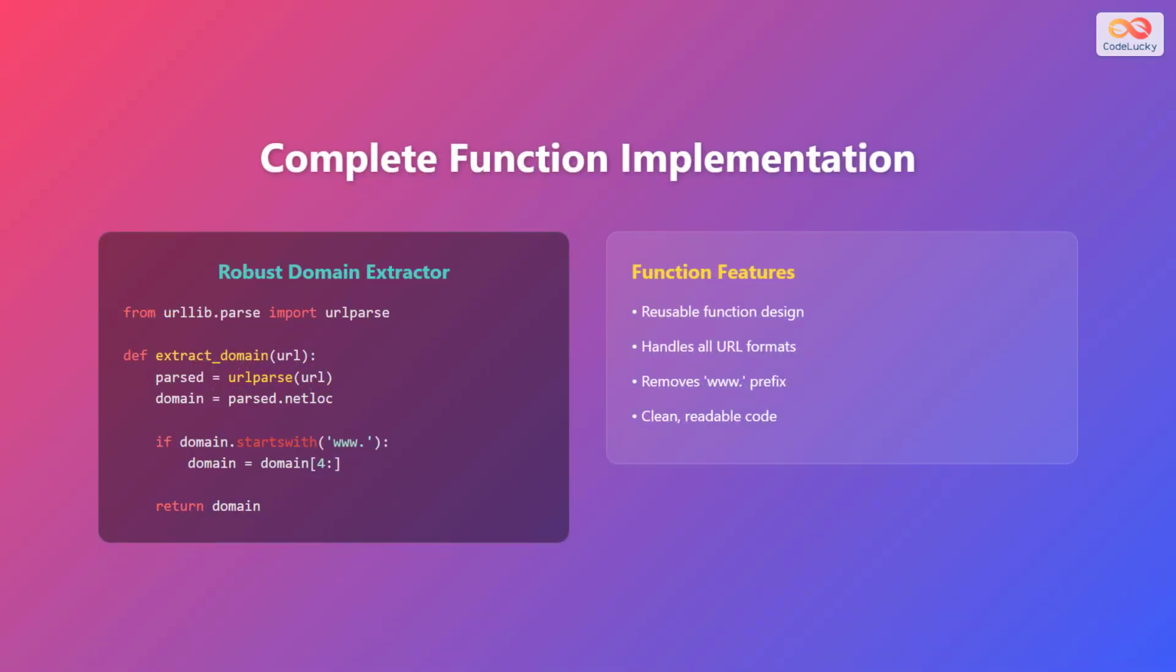Here is a complete function that combines the urlparse method with subdomain removal for robust domain extraction. The function extract_domain takes a URL as input, parses it using urlparse, extracts the netloc, and removes the www. prefix if present. This function provides a reusable and clean way to extract domain names from any URL.